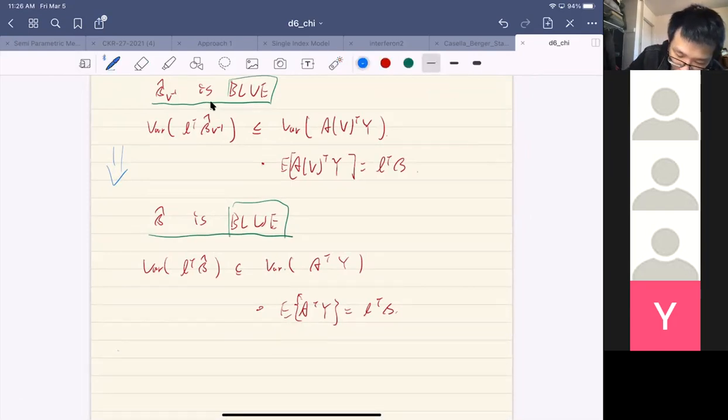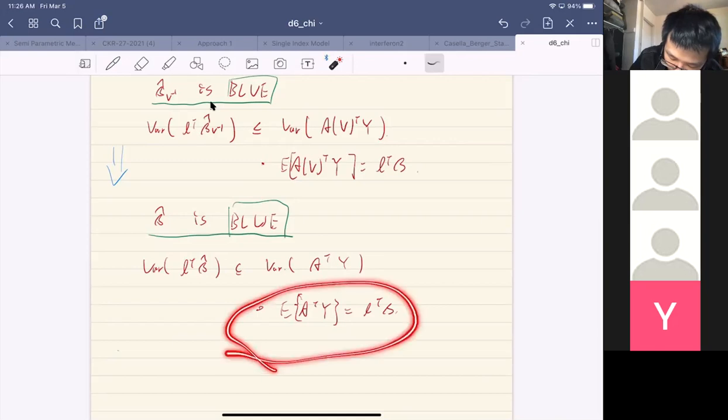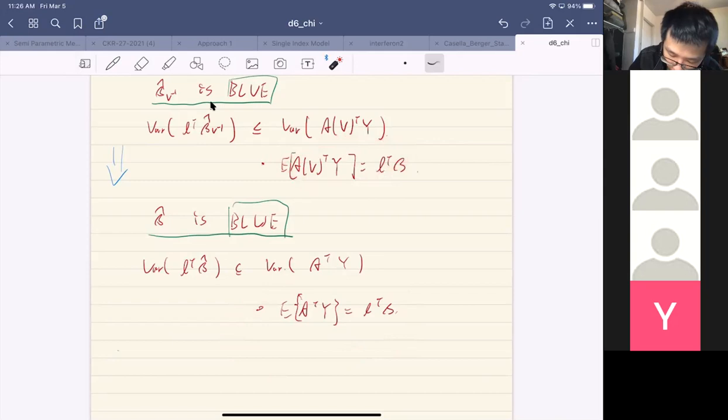So the question is, if the candidate set of this is much larger than this, why can this argument also be true? I don't know that.